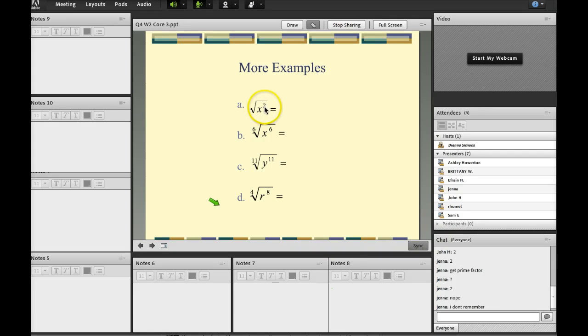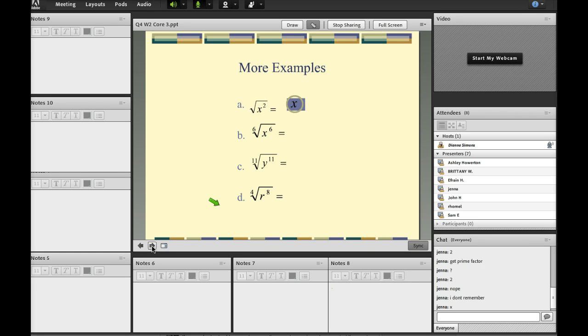Okay, so the square root of x squared, what do you think the answer is going to be? Not 1, but x. Good. Yes, Jenna, good.